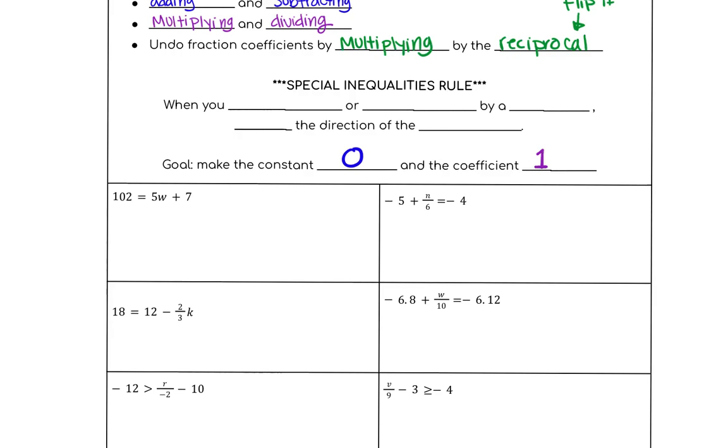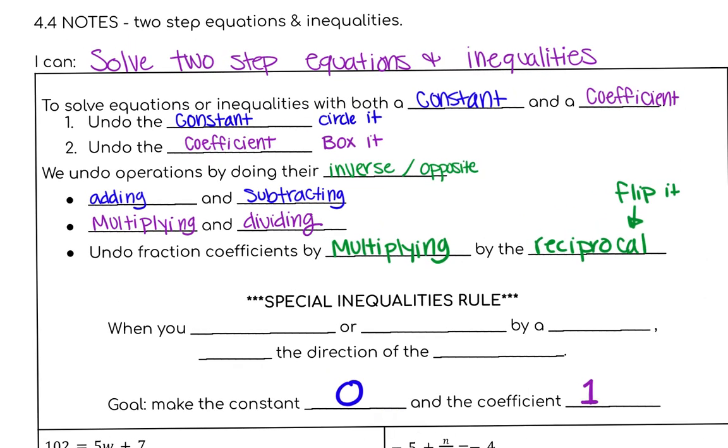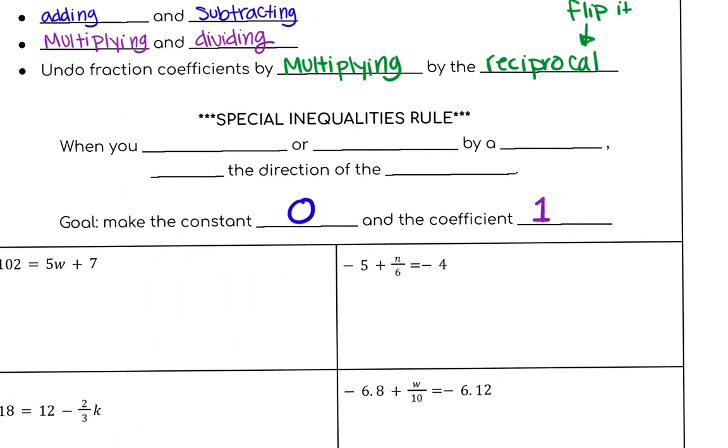Welcome. We are going to continue our conversation about solving two-step equations and inequalities, focusing on the inequalities. So just to recap, we solve equations and inequalities with the same process. They just have different symbols, really. Okay. Anyway. But inequalities have a special rule, okay?